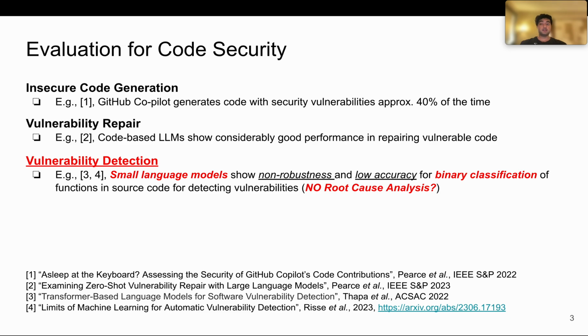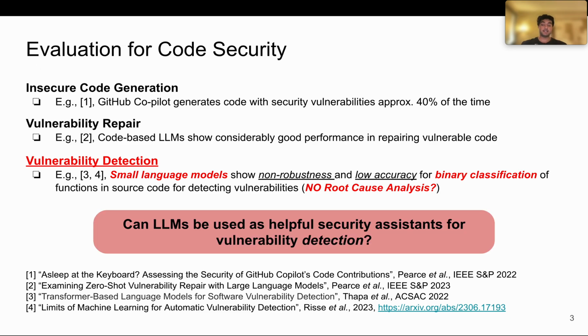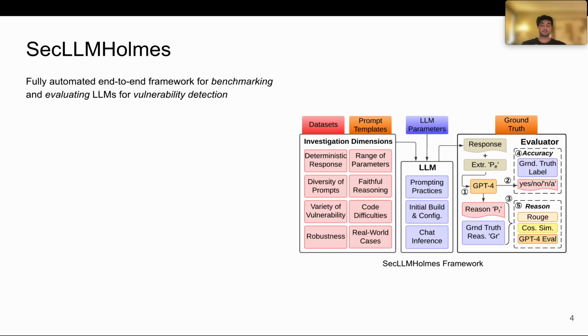So far, their evaluations have been focused on insecure code generation or vulnerability repair. However, for vulnerability detection, the evaluations were either focused on small large language models and focusing just on binary classification capabilities, which leaves the evaluation of their root cause analysis capabilities completely unexplored. And without this, the question remains unanswered: can these large language models be used as helpful security assistants and help us in vulnerability detection?